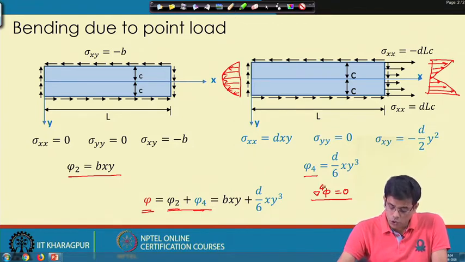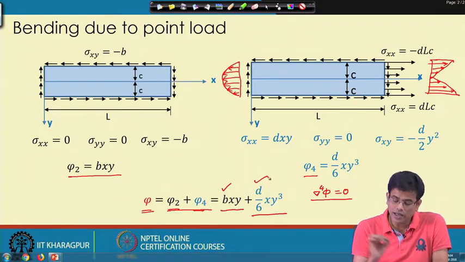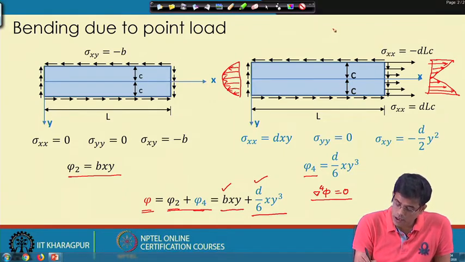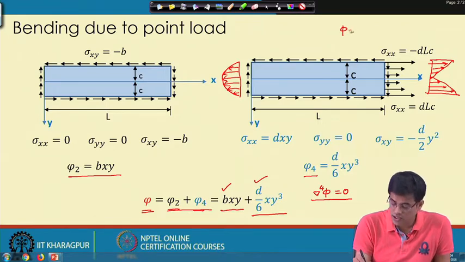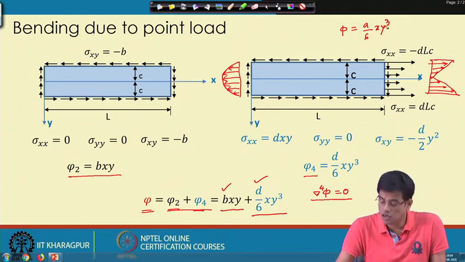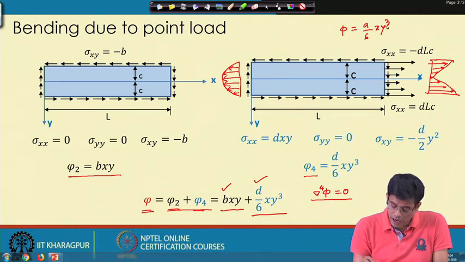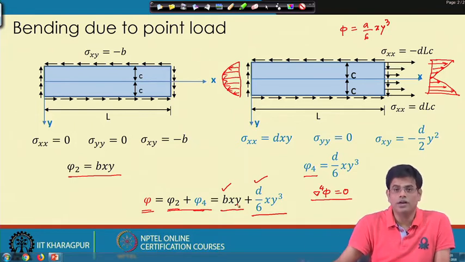Now, if we use this as phi, my phi is bxy plus d by 6 xy cube, which leads to two constants, b and d. Earlier, if we remember, we had only one constant, which was a by 6 xy cube, which was our phi. What is the difference between this phi and that phi is that we just add another term, which is coming from the pure shear expression of the quadratic stress function.